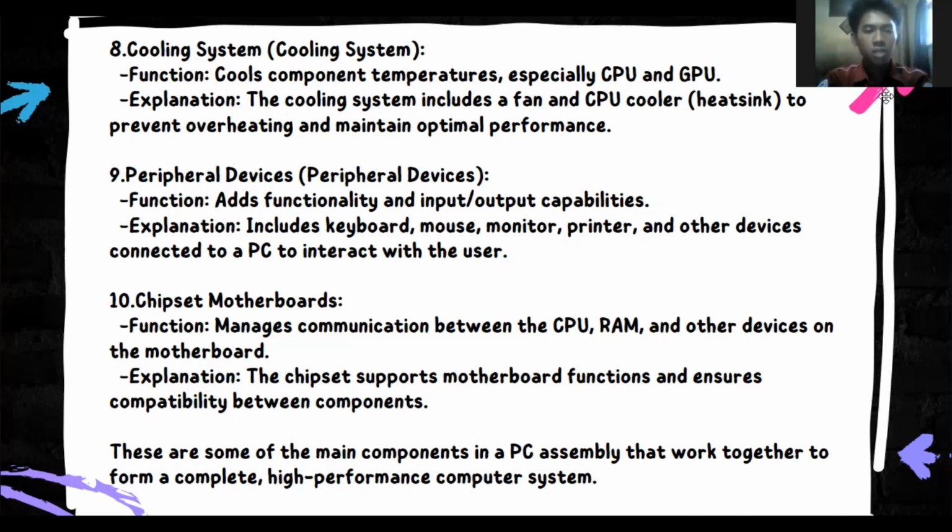Ten, chipset motherboard. Function: manages communication between the CPU, RAM, and other devices on the motherboard. Explanation: the chipset supports motherboard function and ensures compatibility between components. These are some of the main components in a PC assembly that work together to form a complete high-performance computer system.